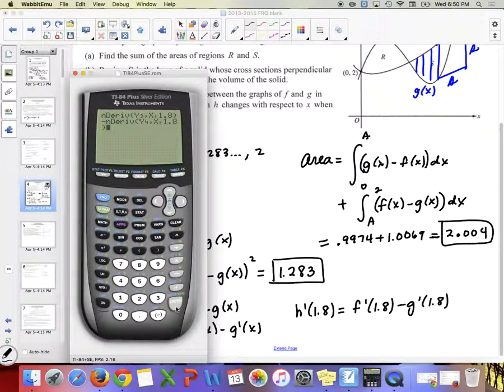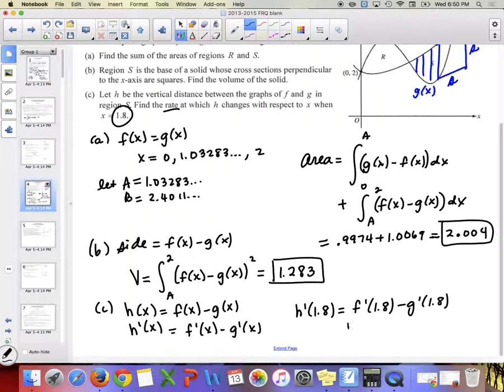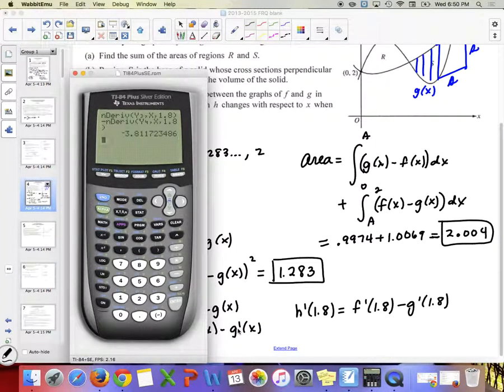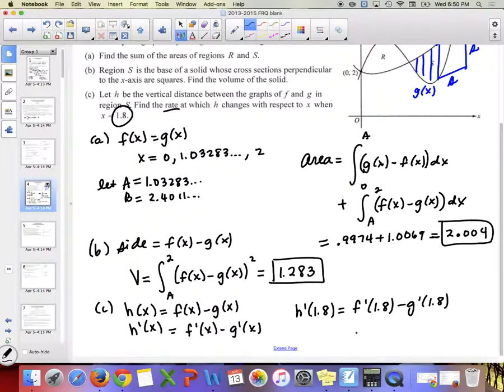Now your calculator might actually look like, when you're putting in n deriv, it might look like d, and you'd put in an x, and then it's going to say, you know, something evaluated at x equals. So you're going to put in y3 like I had at x equals 1.8 to get that. So it might look a little bit different when you're doing this, but regardless, you should get the same answer, which is negative 3.812.